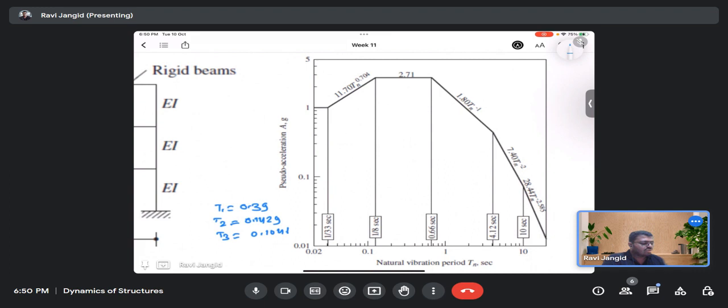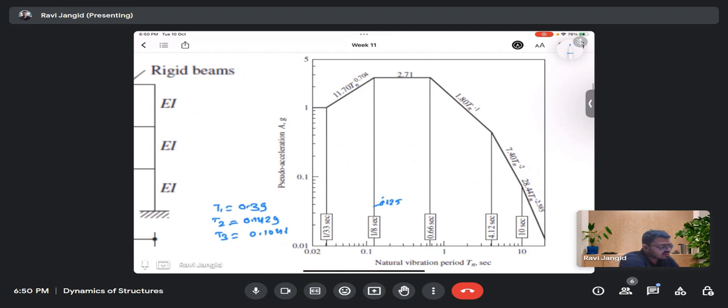Spectral acceleration: what would be A corresponding to 0.39? Can you find it by seeing this response spectra? That is 2.71 g. Yes, because that is in the range of 0.125 to 0.66. So T1 and T2 lie in this range, so my A1 and A2 would be 2.710.